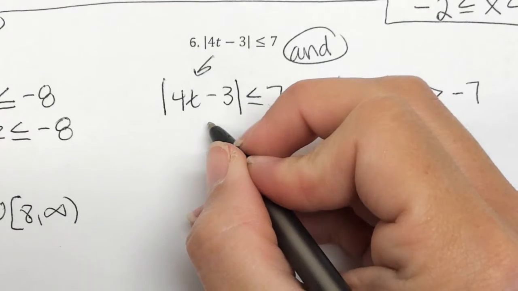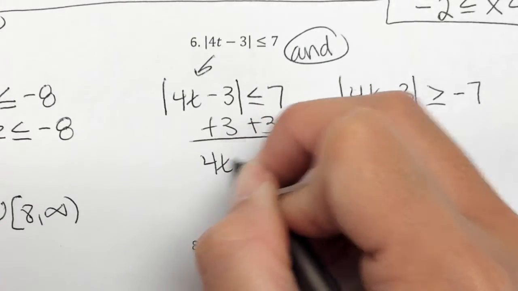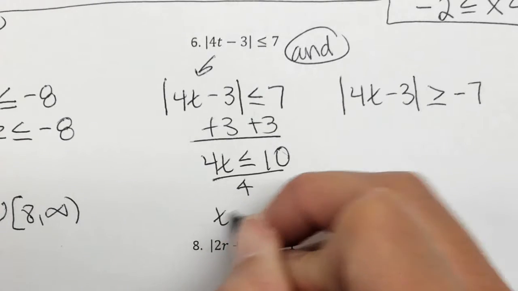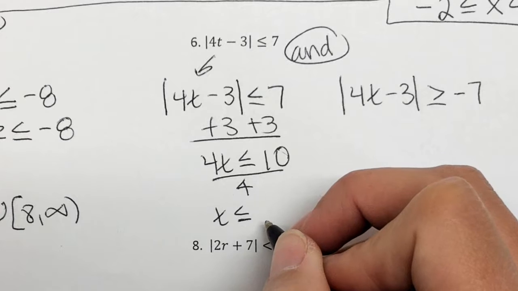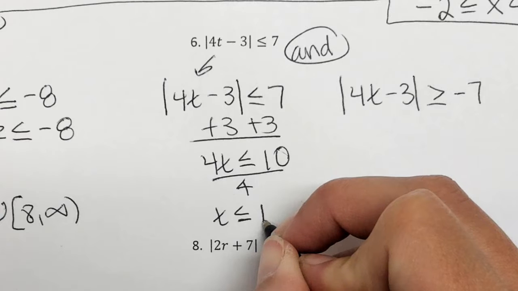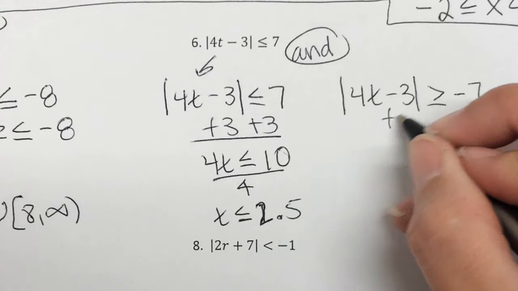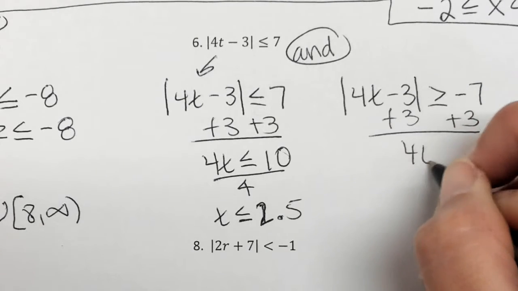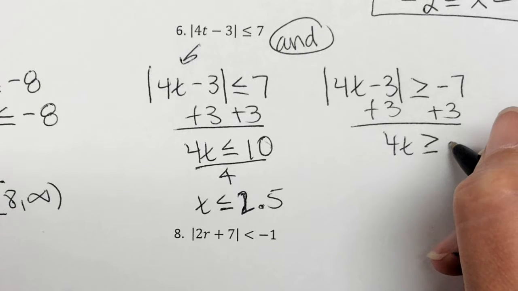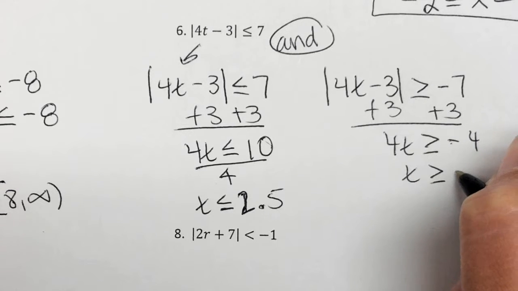Alright, so over here we need to do what? Add 3. So we get 4t is less than or equal to 10. And then divide by 4. Y'all tell me what that is as a decimal. Anybody? 2 point what now? 5. Okay. And on this one, same thing, add 3. But this time we'll get 4t is greater than or equal to what? What's this going to be? Good. So t is greater than or equal to negative 1. Good.